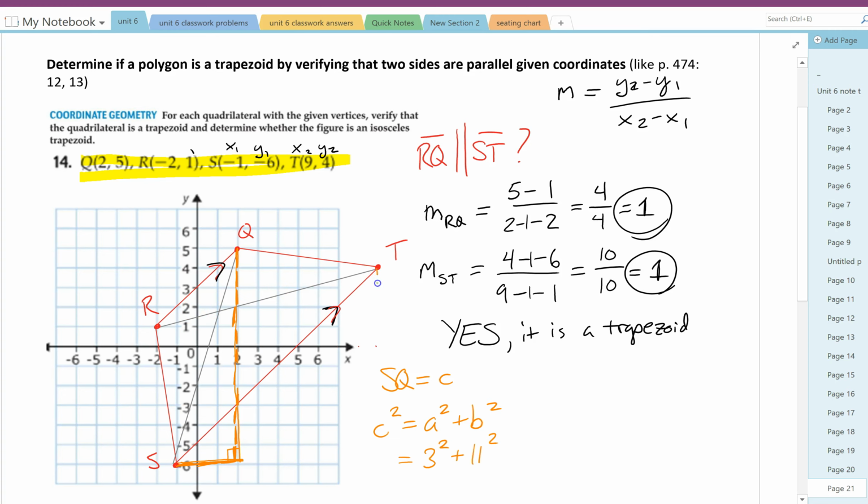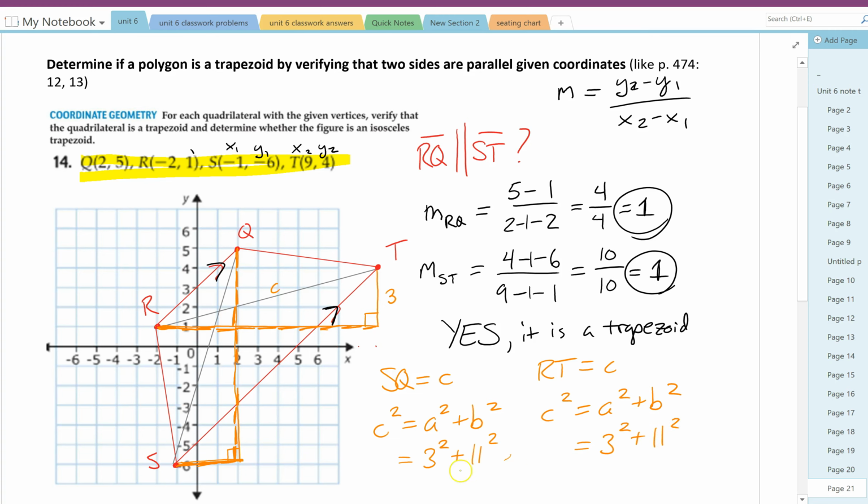So now I'm going to create another right triangle here, and RT is going to be my C on this one. So this time RT is what I'm calling C. And again, C squared equals A squared plus B squared. So for this one, if I'm up here at 4 and I go down to 1, well, that length is going to be 3. So I'm going to have 3 squared. And then how far is it from R out to this angle? Well, it's 1, 2, 3, 4, 5, 6, 7, 8, 9, 10, 11.